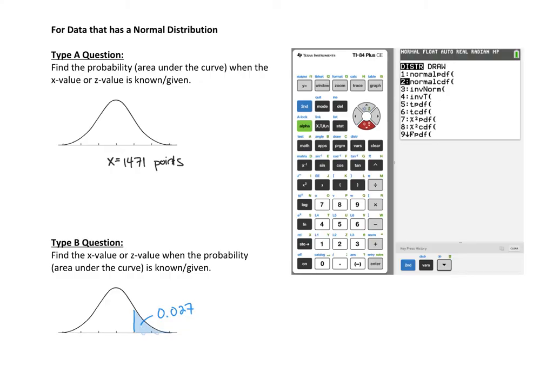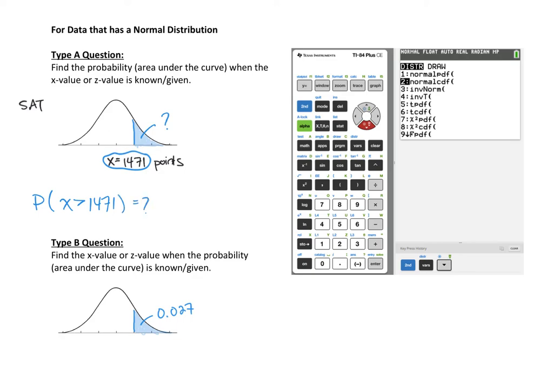So for example, let's say that we're talking about SAT scores, and I want to know what is the probability that if I randomly choose an SAT score, that SAT score is going to be higher than a 1471? So here we are given the x value, 1471. And if I want to know the probability of randomly choosing a value higher than that, then I'm interested in the area under the curve that's shaded in blue, because the area that's shaded in blue contains all the SAT scores that are higher than a 1471. And so this probability right now is unknown. That's what you're trying to solve for. You want to know what's the probability that x is greater than 1471.